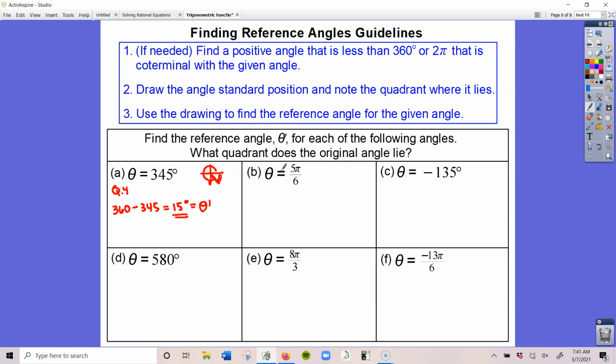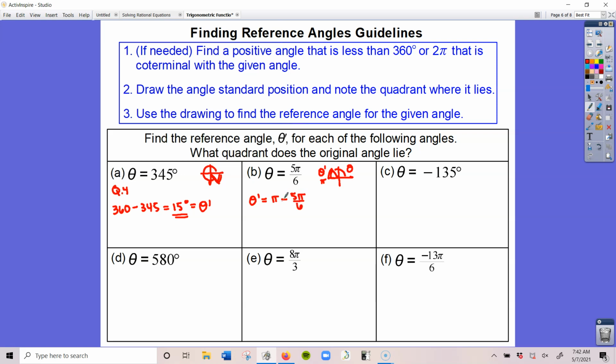Now, for theta equal to 5 pi over 6. 5 pi over 6 is in quadrant 2. And I know that it's in quadrant 2, again, because the numerator is 1 less than the denominator. So this is my angle. So the reference angle is this one here, the one closest to the x-axis. This is pi. So to figure out that angle, we have to take pi and subtract the 5 pi over 6. So theta prime is going to equal pi minus 5 pi over 6.